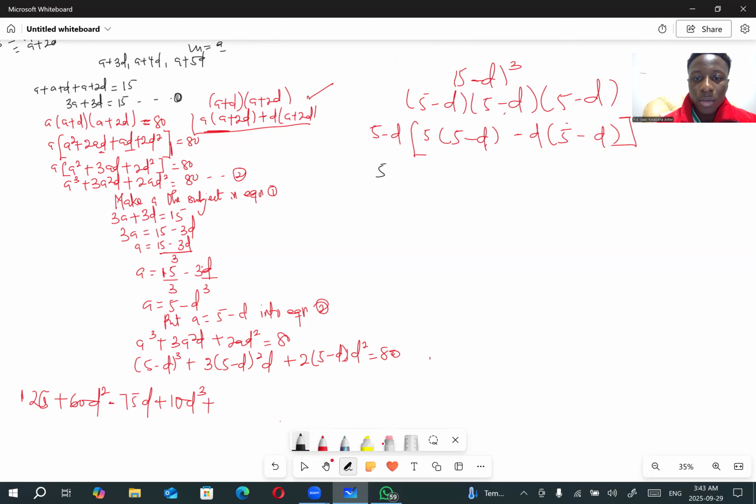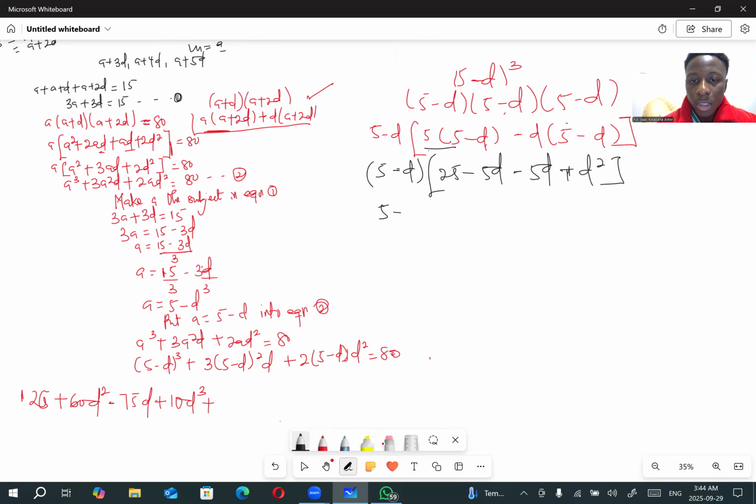Now, so you have your 5 minus d. So this 5 times 5 is 25. Minus 5 times d is 5d. Minus d times 5 is 5d. Minus d times minus d, that minus meeting that minus would be plus. D times d is what? D squared.